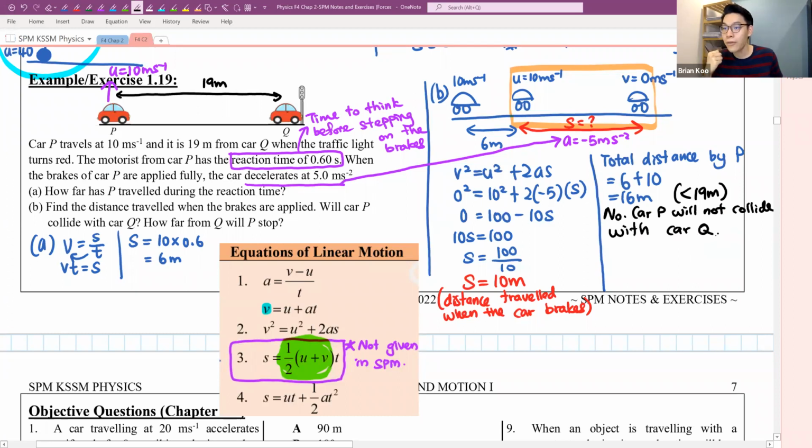Then last one, how far from Q will P stop? Okay, what is their distance? One has traveled 16 meters. Initially, it was 19 meters. So their gap would just be 3 meters. Okay, 3 meters away from Q. Maybe I write that. P is 3 meters away from Q.